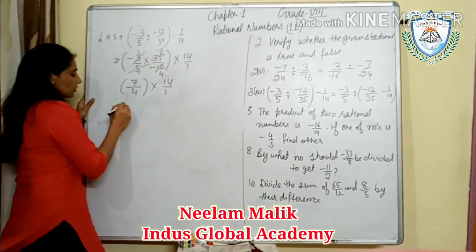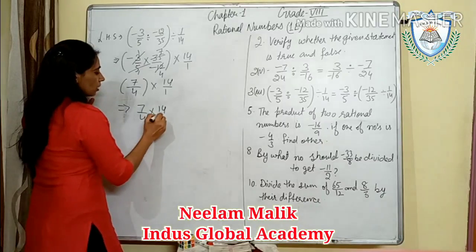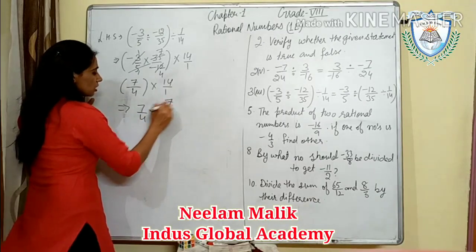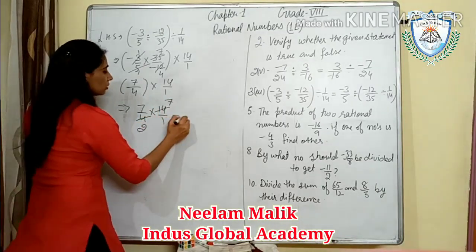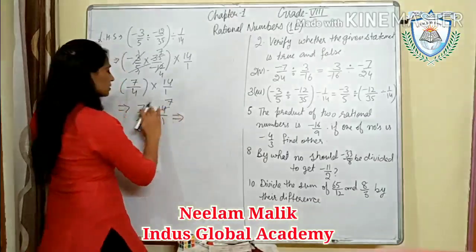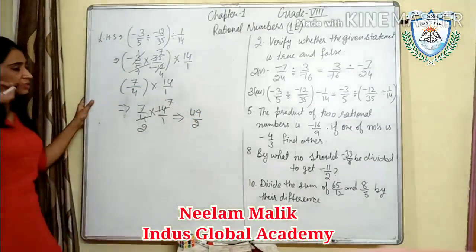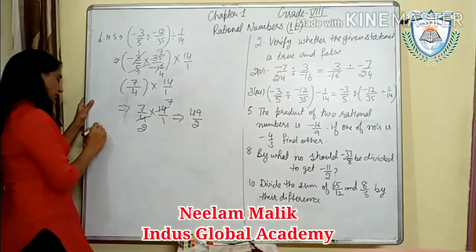Yes, so now write this, 7 upon 4 into 14 upon 1. 2 sevens and 2 twos. So what will we get here? 4 fours, 7 sevens, 49 upon 4. So this is the left hand side. Okay, now we will solve our right hand side.